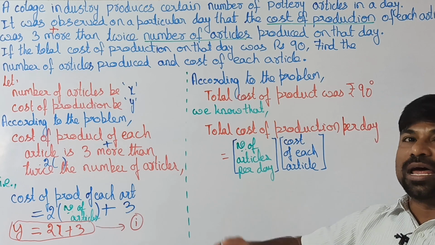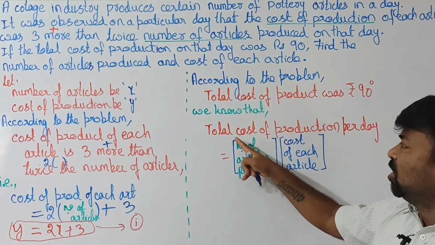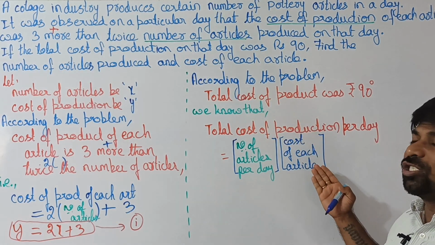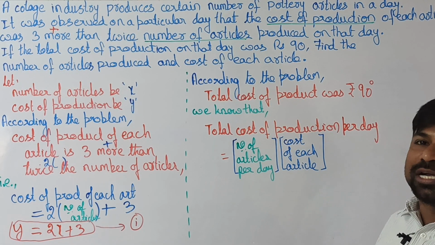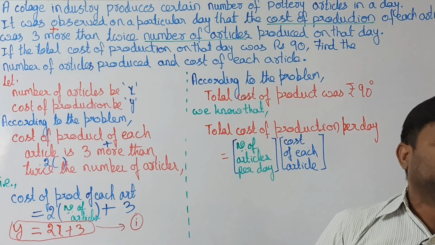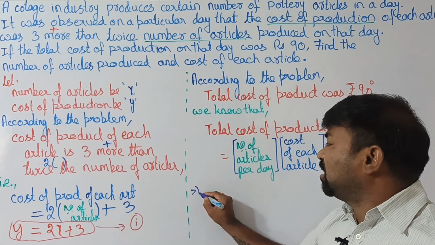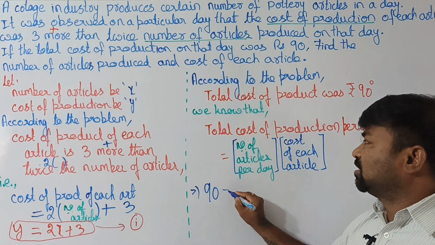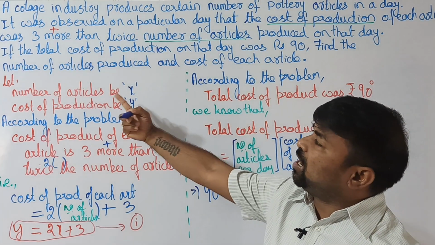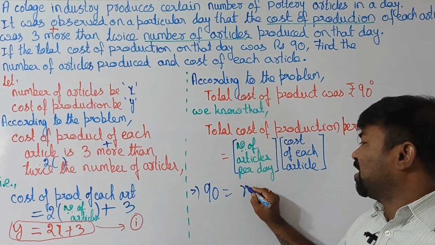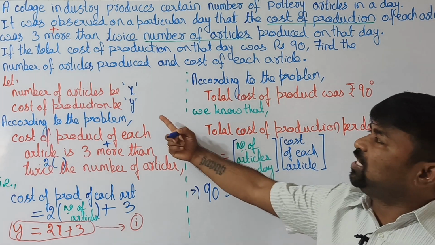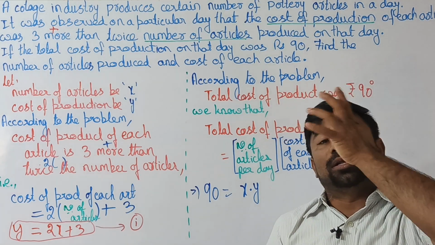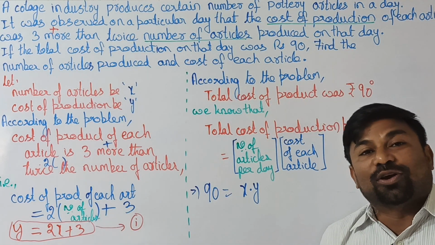Okay, now let's convert this sentence. I repeat: total cost of production per day equals number of articles per day times cost of production of each article. You can say anything like that. Now, what is the relation? The total cost of production he has given is 90 rupees. Number of articles per day we have as x, and the cost of production of each article is y. So 90 equals x into y is the concept we got now.